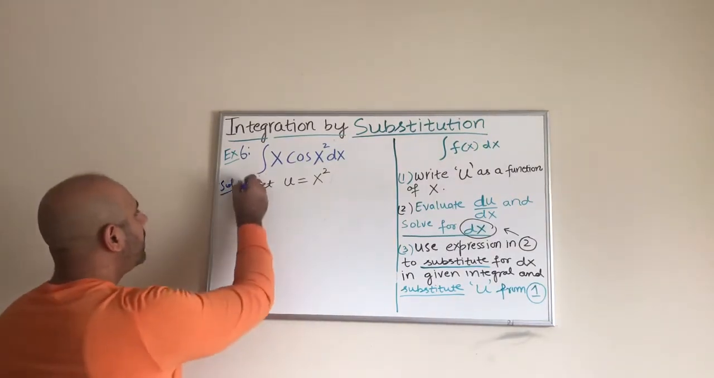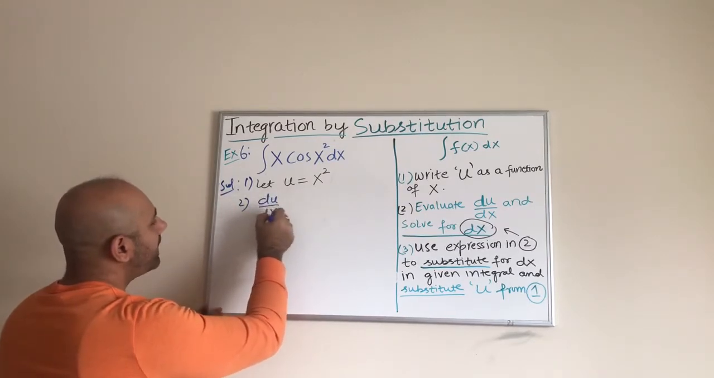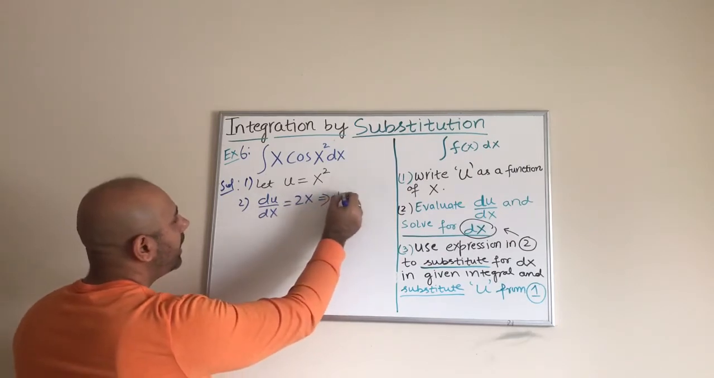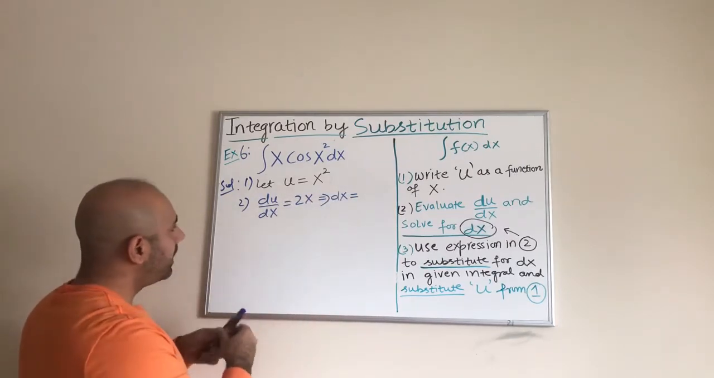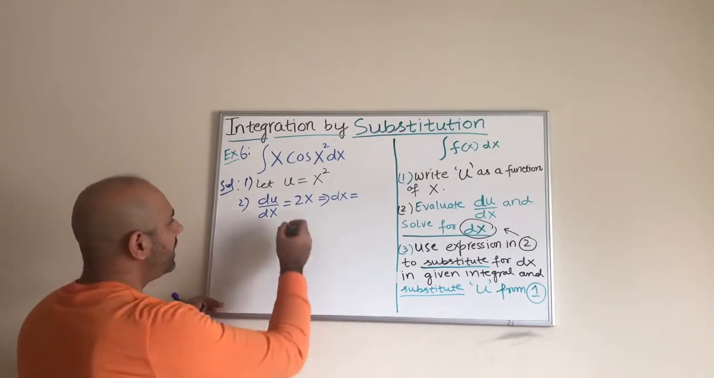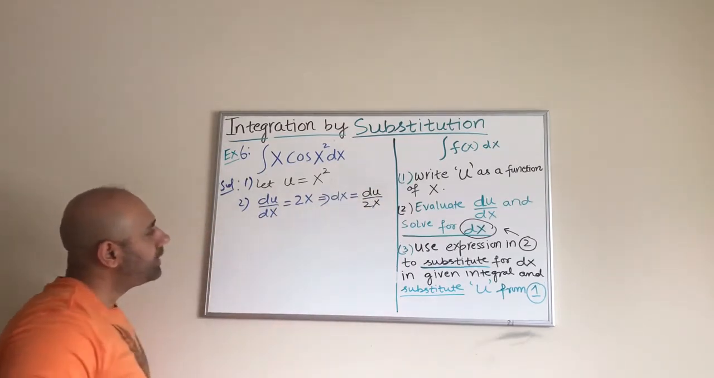Step number 2, pretty simple. You take the derivative of this function. du over dx is simply 2x, and then from here you solve for dx. Guys, I'm going to just skip a step because you already know how to cross multiply and then solve for dx. So dx is going to be simply du over 2x. Okay, that is my dx.